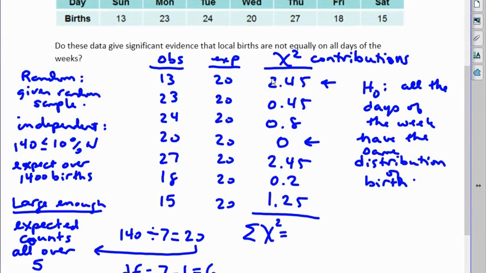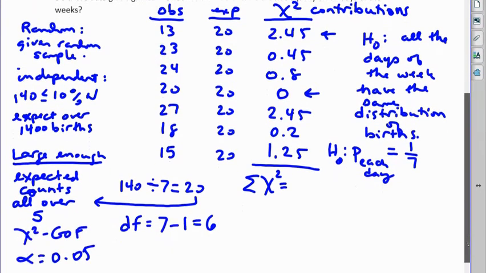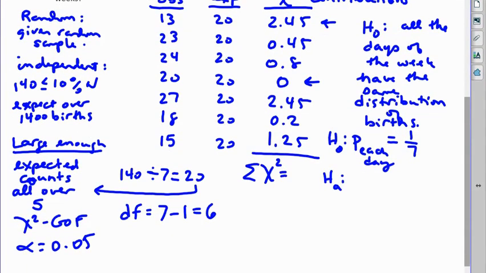Well, that was kind of a long way. I could have just said probability each day would equal 1/7. I could have written my null as just like that. My null just being like that. But then my alternative would be at least one day has a different probability; not each day is 1/7. How's that for keeping it brief?